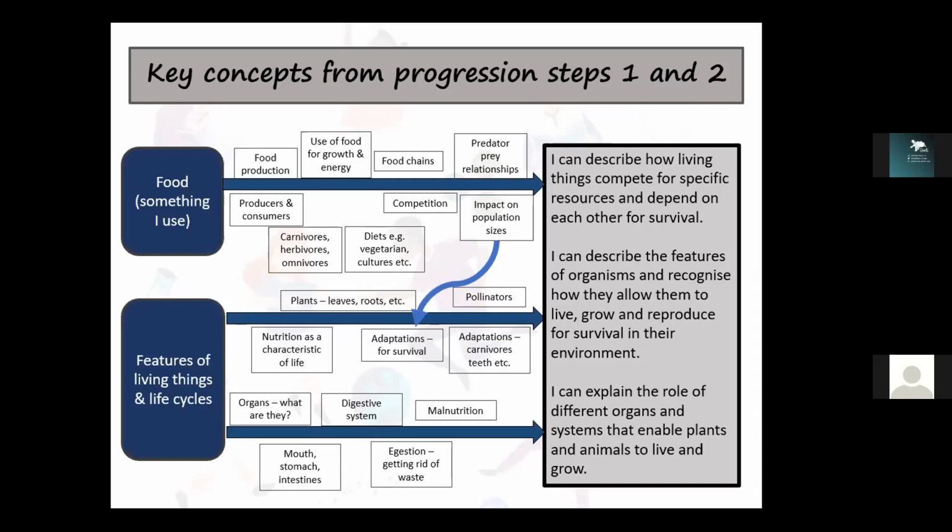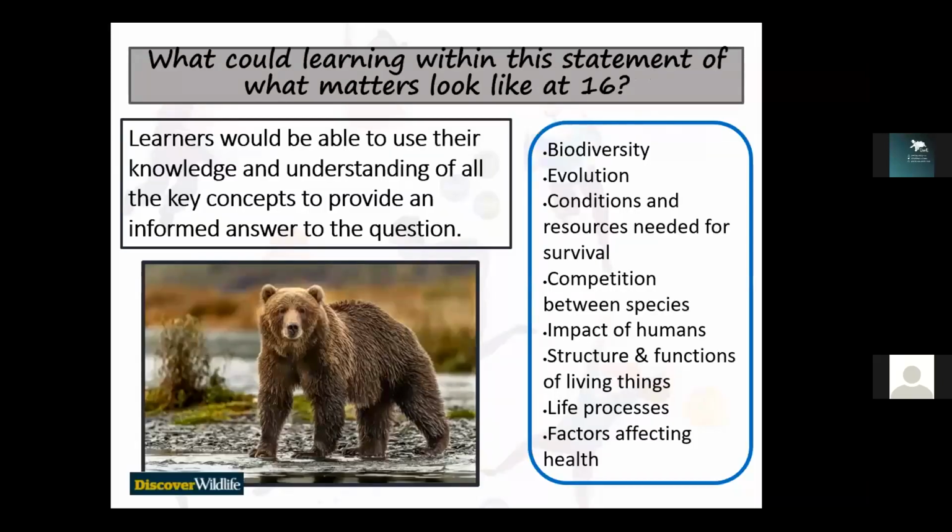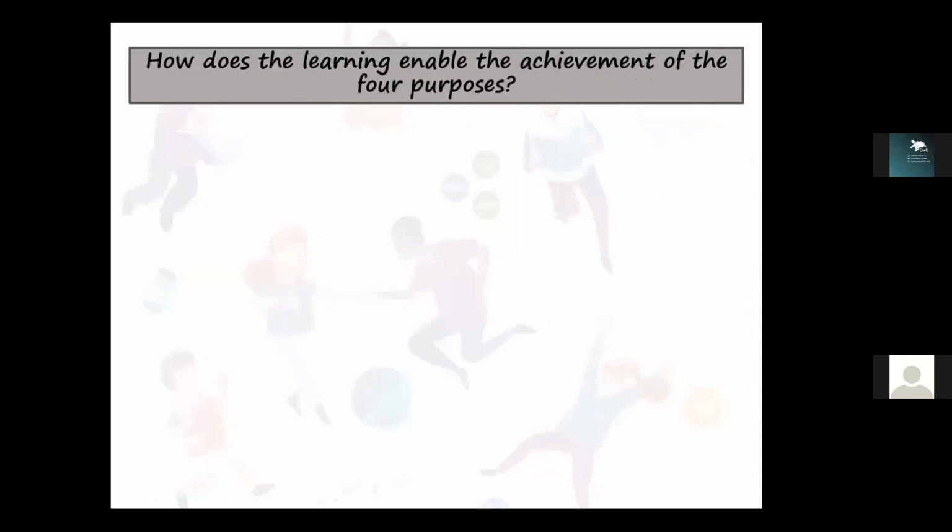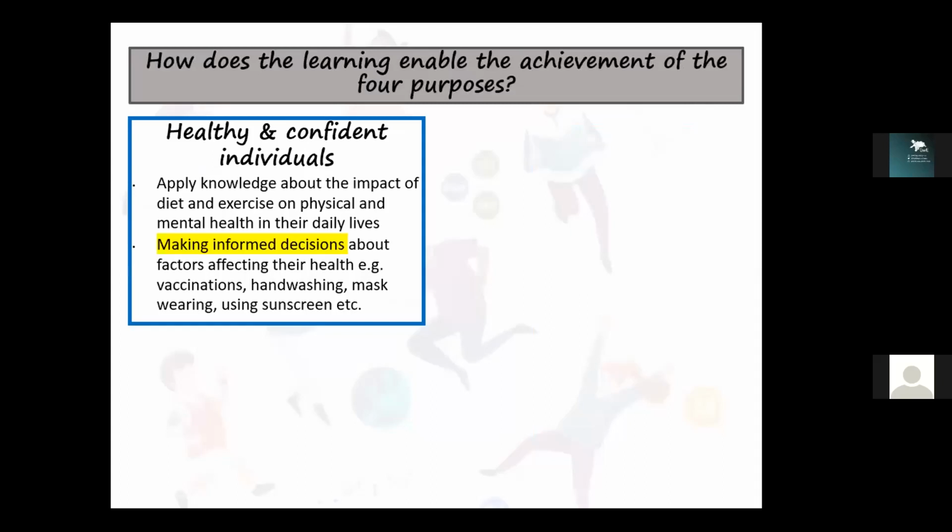Okay, we can see some more examples there. So as we move on, this is where we looked at what it might look like at the end. So I'm going to move past the Pizzly bear there. How does the learning enable the achievement of the 4 purposes? We've got to always go back to those 4 purposes. And if you just look at some of these things that I've highlighted in yellow and the additions that I've added to these statements.